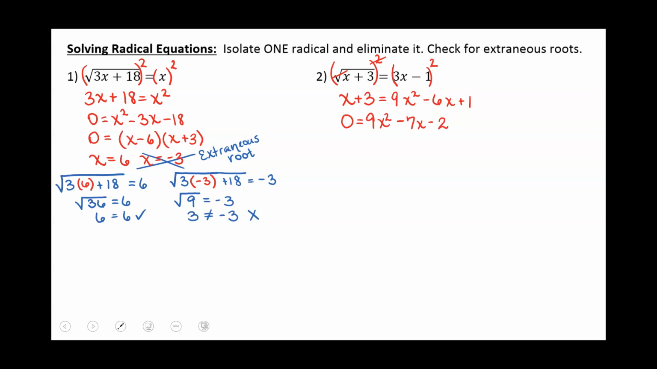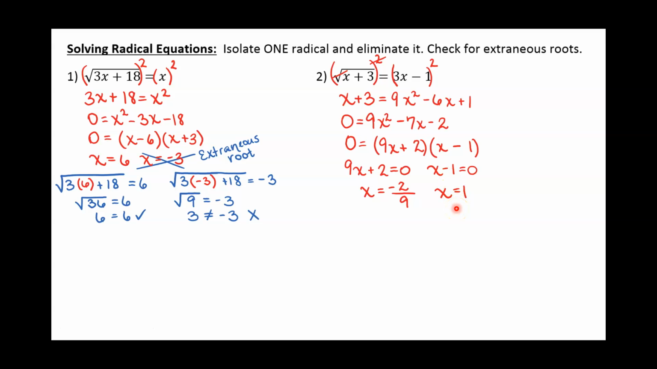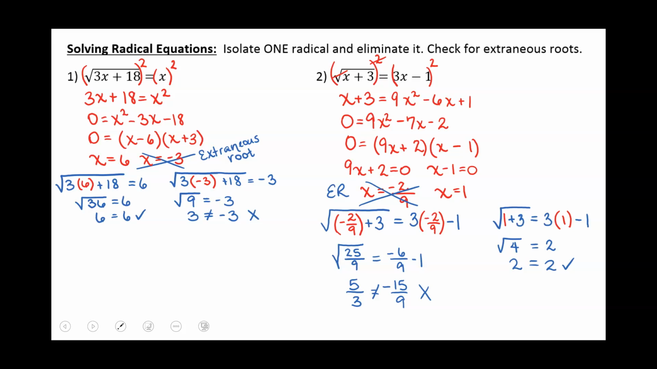Let's move it all over to one side, set equal to 0. So I'm going to subtract the x from both sides, and I'm going to subtract the 3 from both sides. And again, factor, completing the square, quadratic formula. So I factored and set each of my factors equal to 0. So here we can subtract 2 and divide by 9, and here we can add 1. And again, I want to check for extraneous roots. And again, you'll notice that when I plug back in, one of my solutions worked and one of them did not.